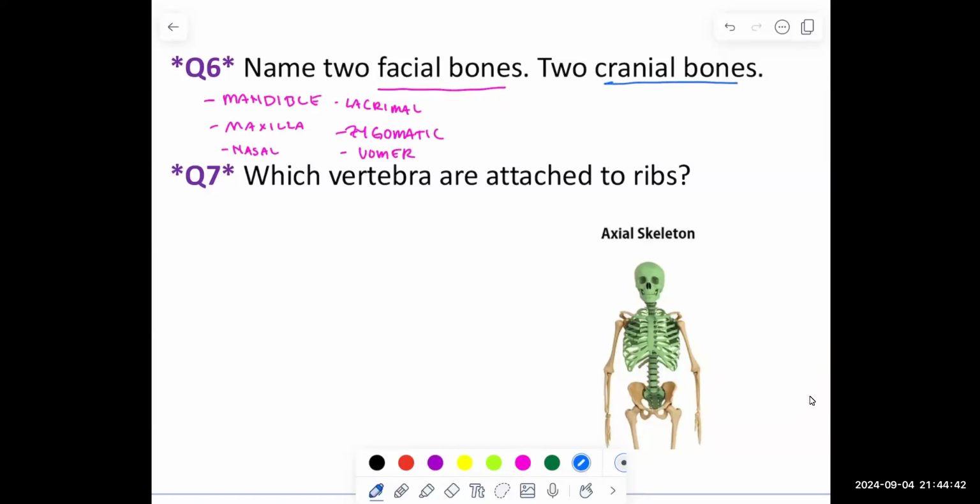Cranial bones. They come in contact with the brain. Name them. Occipital. Temporal. Frontal. Sphenoid. Ethmoid. Parietal.